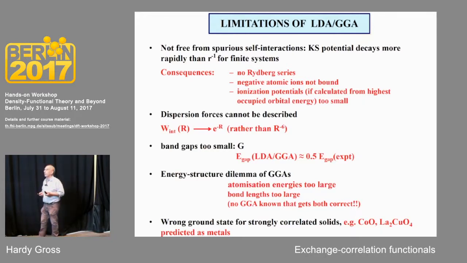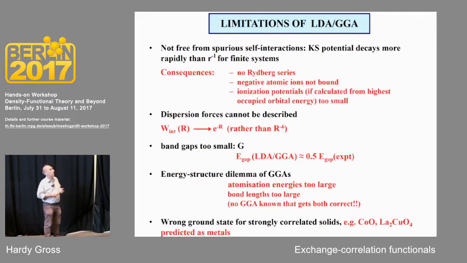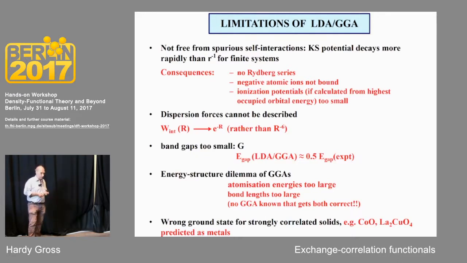And to the best of my knowledge, there's no GGA that can fix both of these simultaneously. So there's this PBEsol, one version of the PBE that improves atomization energies but makes bond lengths worse. So this is still a problem. And then there's another problem of totally different nature, so-called strong correlations, that certain solids, which are antiferromagnetic insulators in nature, are predicted to be metals in Kohn-Sham.